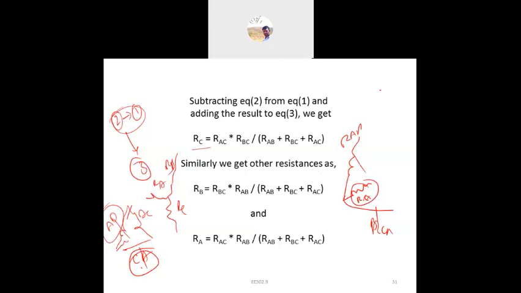Similarly for BC, if we take RB, we have RAB and RBC adjacent, divided by the total resistance. That is simple. If we want to find one resistor in the delta, we take the adjacent sides. From delta to star, the product of these adjacent resistors divided by the total resistance gives us each resistor. That is about delta to star.